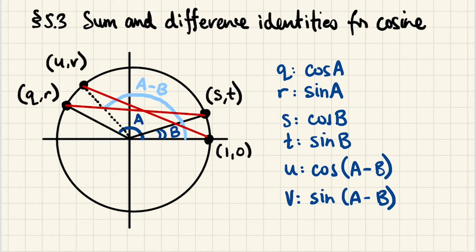Now, since these two lengths are equal, that means that the square of their two lengths is equal, right?